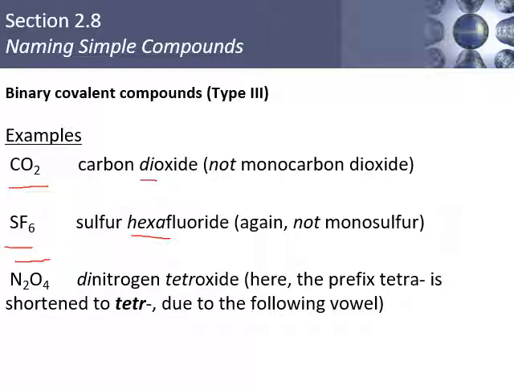In this case, you do put the di in front of the nitrogen here because you've got not 1 but 2 things in the first part. So you do have to put dinitrogen, and you still have to put tetra oxide, but they changed that from tetraoxide to just tetroxide. Next slide.